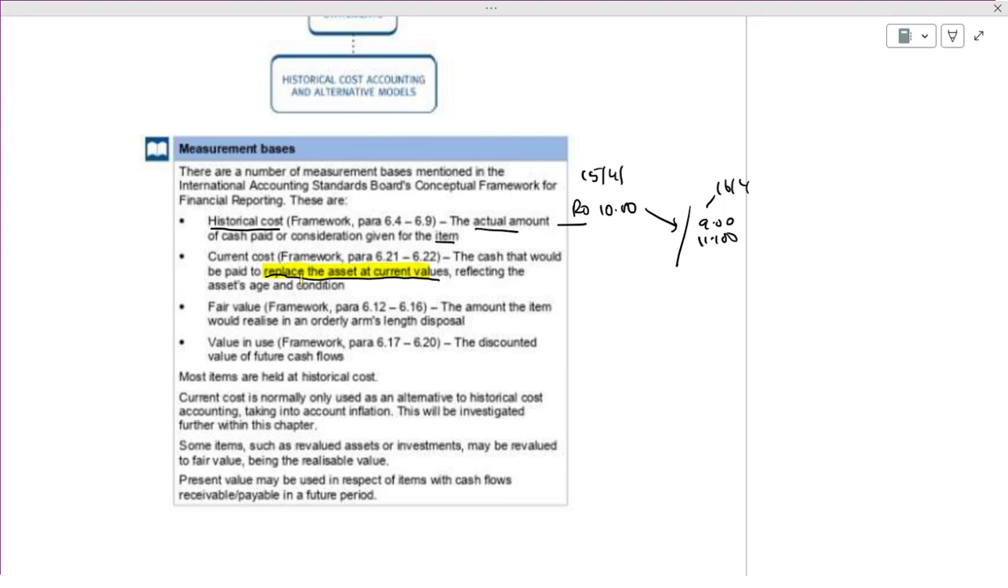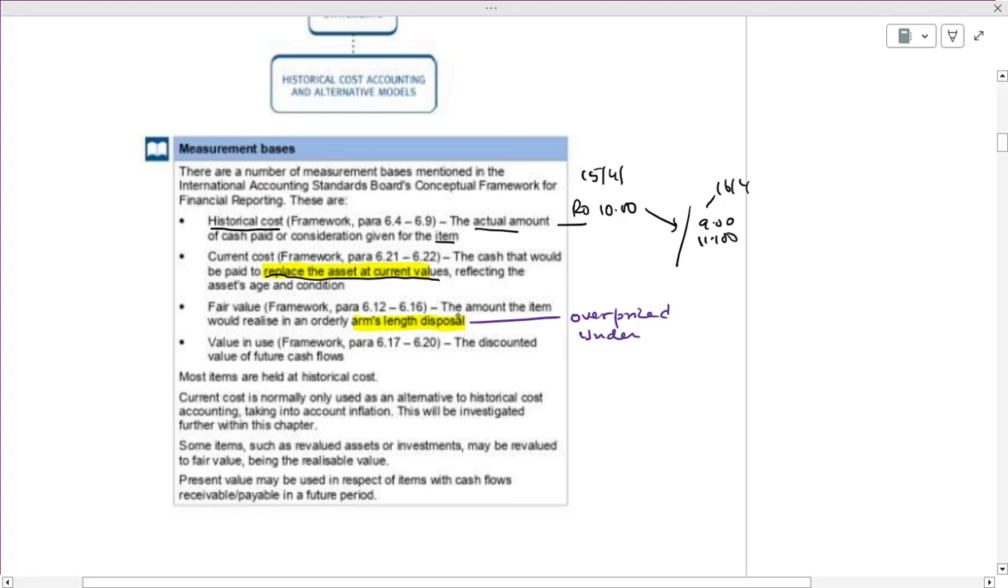In an arm's length disposal. This is a financial accounting term. Fair value means, see, you extend your hand. Okay, you extend your hand that far. When you are saying it's arm's length, it should not be overpriced or underpriced. Is it right? Fair value.